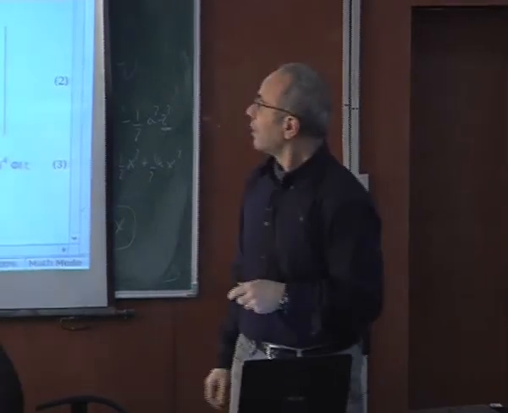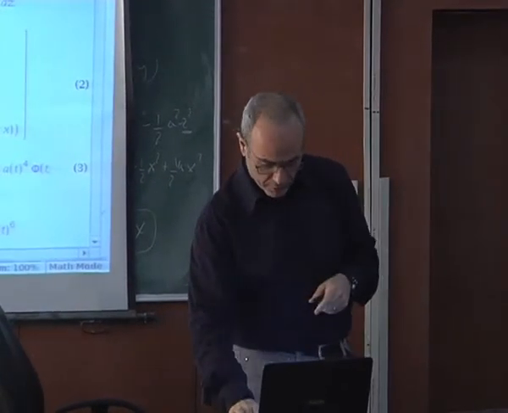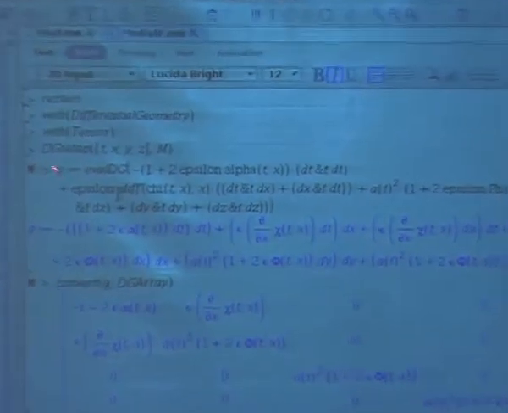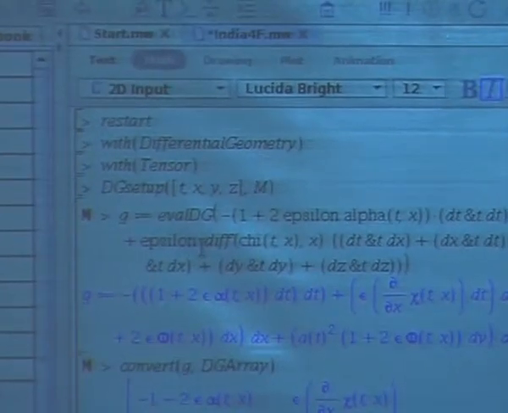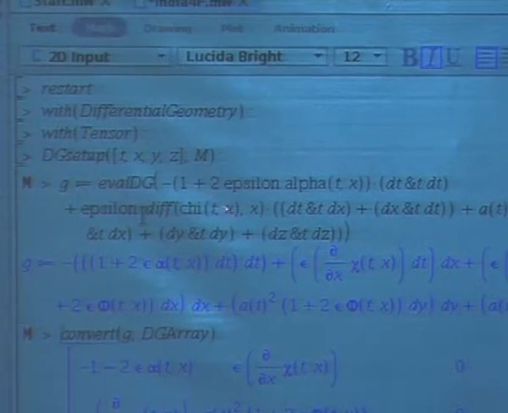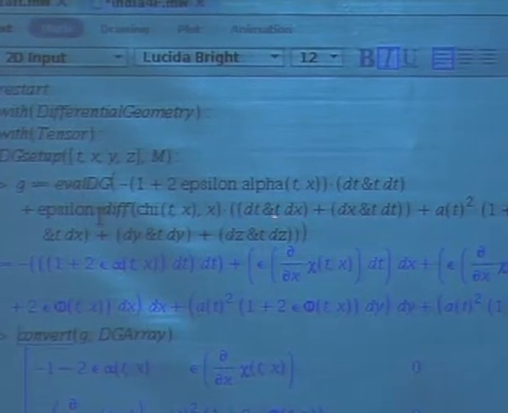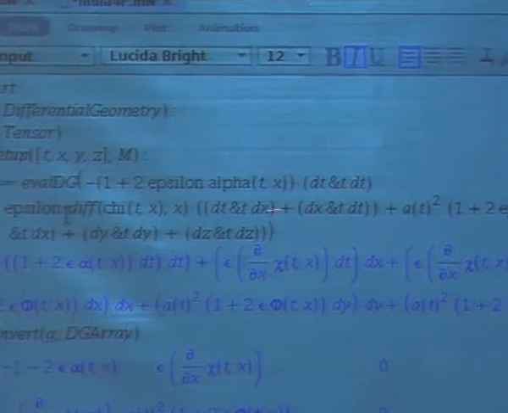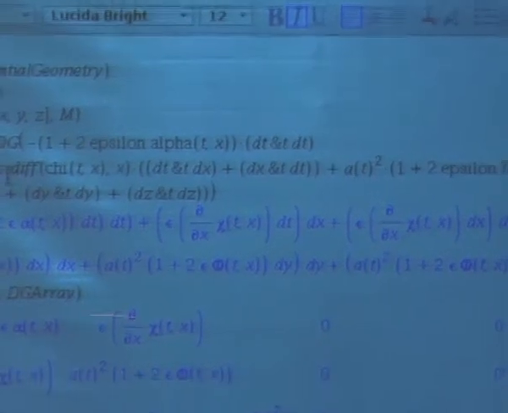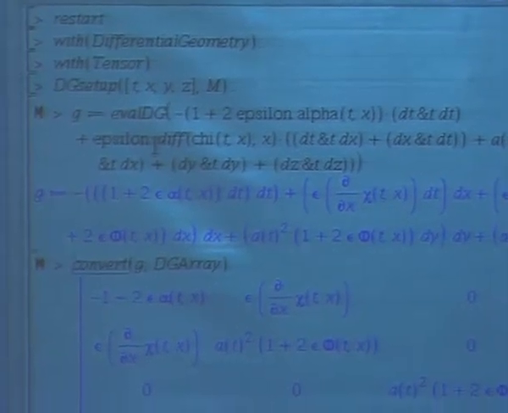Okay, so let me evaluate. G is given by this. Notice that in Maple, G is not by default symmetric, so I had to impose it to be symmetric. As you can see, the derivative of chi with respect to x is multiplied by dt dx and dx dt. This makes it symmetric. dx dt is the component xt, dt dx the component tx.